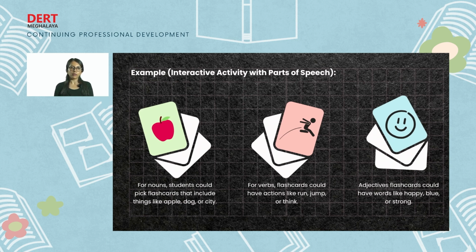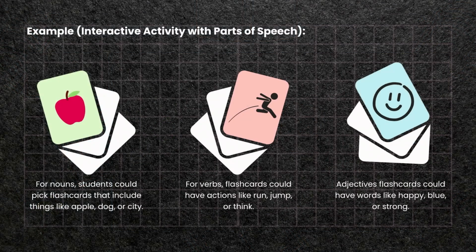Example, for nouns, these are words that name things, people, or places. Flashcards could include apple, dog, city, or teacher. Students can work in pairs or small groups, drawing a card and then using the noun in a sentence. For example, I ate an apple, or the dog is playing outside. This helps students practice not only recognizing nouns but also using them in context.